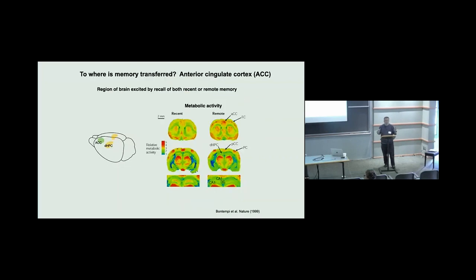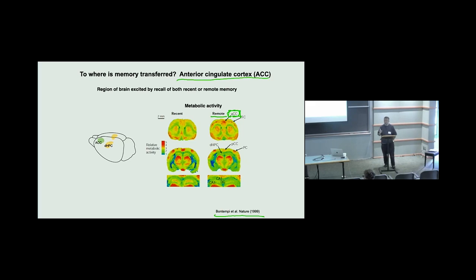So then, I'm not testing your memory, but I said memory consolidation occurs in cortex. Next is cortex. Which part of cortex should we look at? This is work by Bruno Bontempi a while ago. And he demonstrated that the ACC, anterior cingulate cortex, seems to be important for long-term consolidation. He found that this anterior cingulate cortex is specifically activated when the animal recalls remote memory. So he has a couple of nice papers indicating this ACC is important for long-term memory.